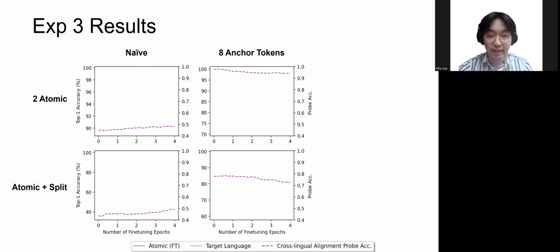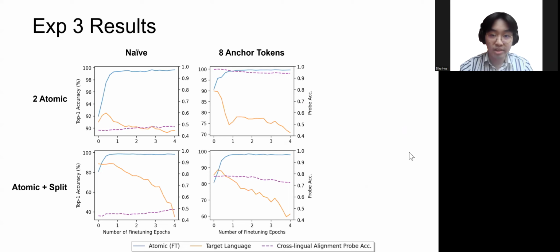First of all, we verify that anchor tokens are indeed effective in facilitating cross-lingual alignment. We plotted the cross-lingual alignment score in purple. This is recorded from model checkpoints throughout the fine-tuning process. As you can see, the introduction of 8 anchor tokens helped to improve the alignment score by a significant amount compared to the score achieved using the naive approach. Next, we verified that our fine-tuned data does help the source language to improve. As you can see here, indicated by the blue lines, it does so.